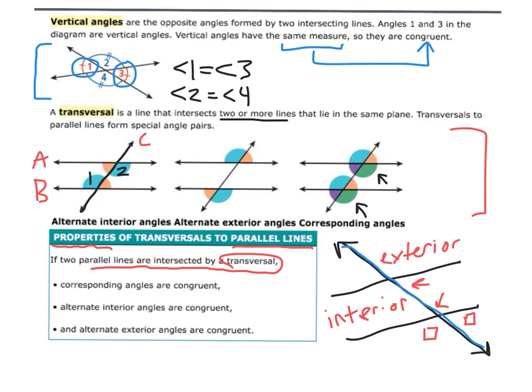And lastly, alternate exterior angles are congruent. That would be like this angle and this angle. They're exterior, they're outside the parallel lines, and they're alternate because they're on opposite sides of the transversal. So here we have three ways you can find congruent angles or equal angles when you have two parallel lines intersected by a transversal.